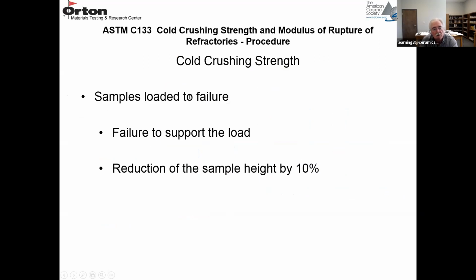So a sample is loaded to failure. And how you decide it failed, well, it fails to support the load. It completely disintegrates. Or in some cases, there's a reduction in sample height. It does not disintegrate. So when the sample height decreases by 10%, well, that's considered failure.